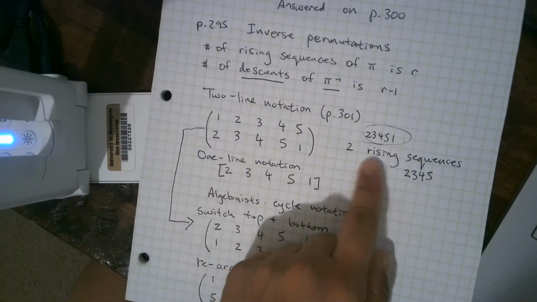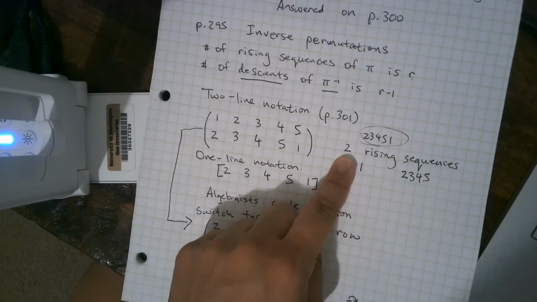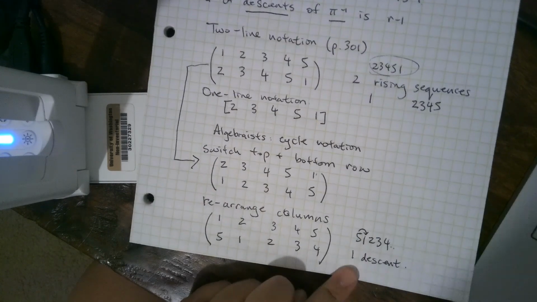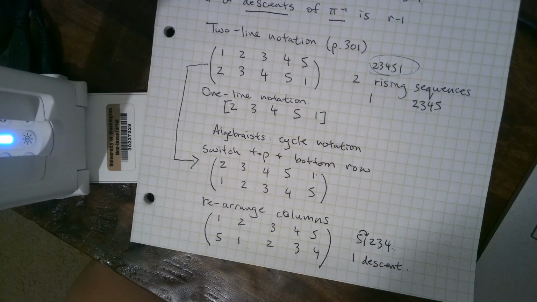That does seem to satisfy what they said. Number of rising sequences is r, so here r is 2. Number of descents is r minus 1. 2 minus 1 is 1. So that does satisfy it. Not a super interesting example, since there's a very small number of rising sequences and descents, but in your homework you will come up with a more interesting example.